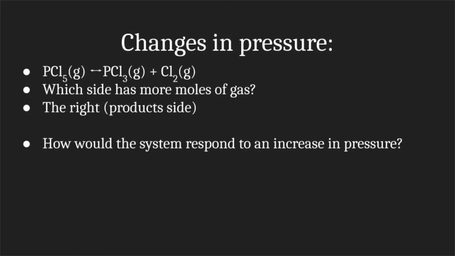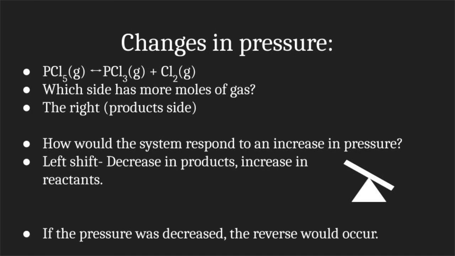So if we increase the pressure, the right side would be more affected. So let's draw a seesaw to figure out how this reaction would shift. As previously stated, the product side would increase, so we would have a downward sloping seesaw. Therefore, to correct this, we would have to push down on the left, or create a left shift. So we decrease the products, PCl3 and Cl2 would decrease, and we increase the reactants. The amount of PCl5 would increase.